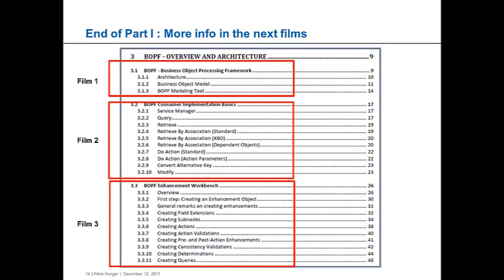This is the end of part 1 of my films about the BOPF framework. In film 1 we talked about architecture, the business object model and the BOPF modeling tool, and we looked at everything at a high level. In my second film we will talk about the consumer implementation basics, the service manager, and how you can read data, retrieve data from business objects, and execute actions in business objects. In film 3, Enhancement Workbench, you will see how to create field extensions, subnodes, actions, and so on.